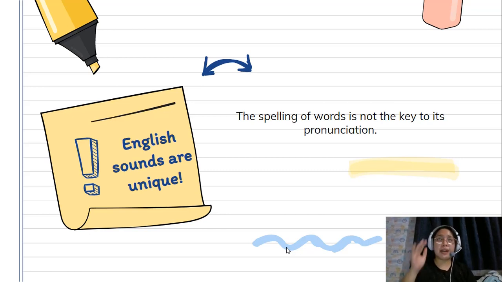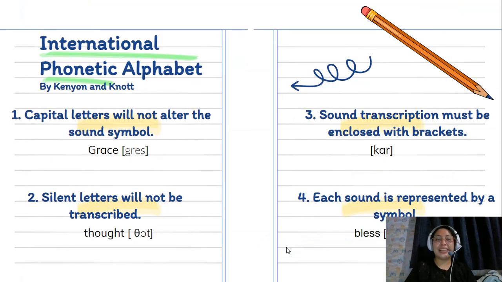Let's say, for example, baka. It's always baka. You could never say it another way. So, kung ano yung spelling, it's also the pronunciation. But for the English language, it's not. That's why you need to expose yourself more to the language so that you can produce the correct pronunciation of each English word. Okay?